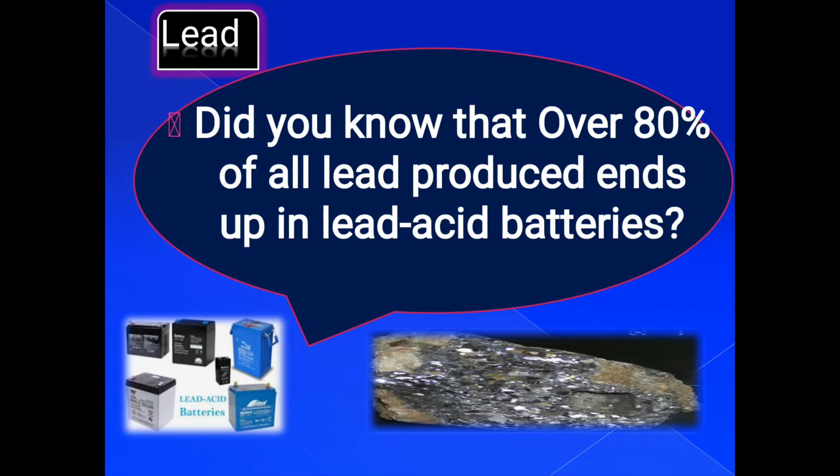Our lesson today begins with a rhetorical question. Did you know that over 80% of all the lead that is produced ends up in lead acid batteries? There is a picture here of the lead acid batteries that you could have interacted with at any given point. Solar energy is mostly stored by use of these lead acid batteries. They're the same batteries that we use in our vehicles, motorcycles, and many other uses.